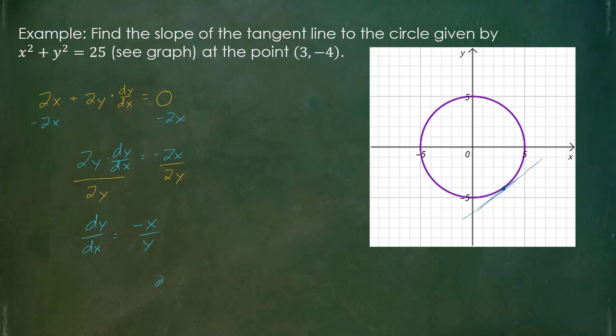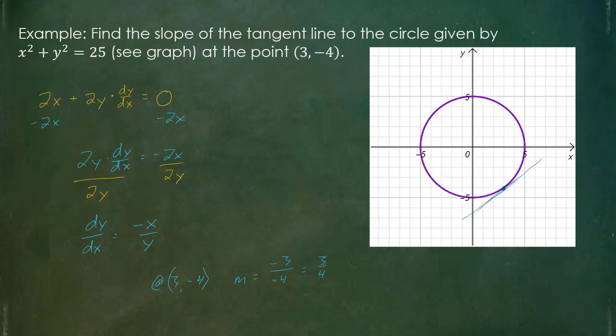At 3, negative 4, the point that they want, I essentially just plug both variables into that expression to come up with the slope. So my slope will be this negative x over y, so negative 3 over the y value, negative 4. So it looks like it would have a slope of 3/4.